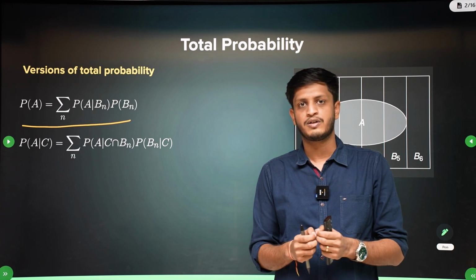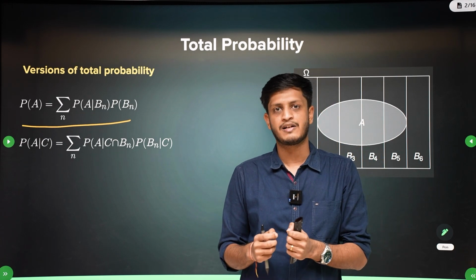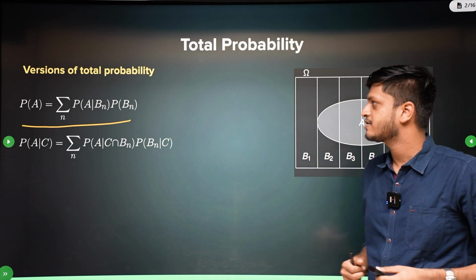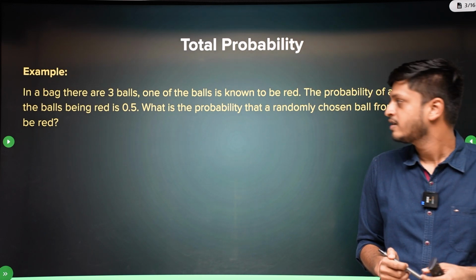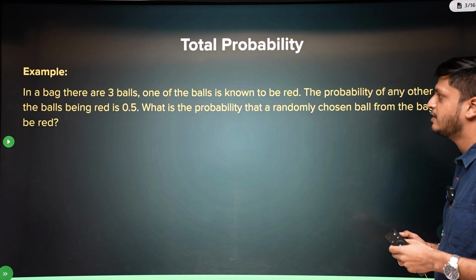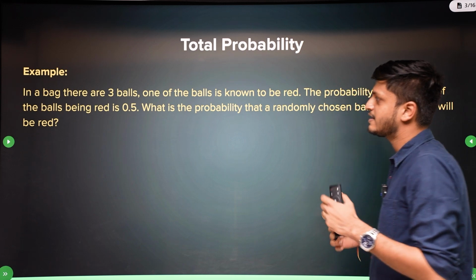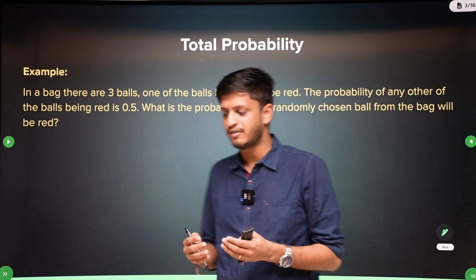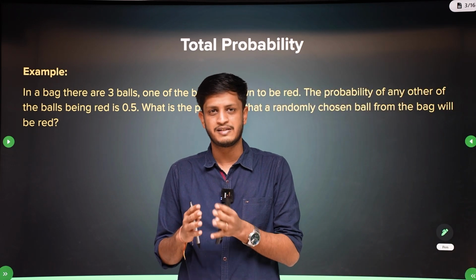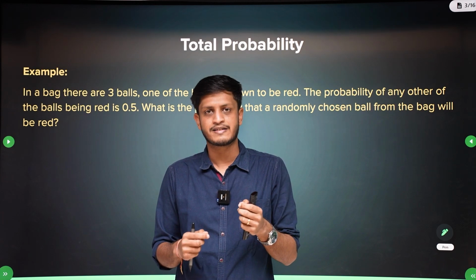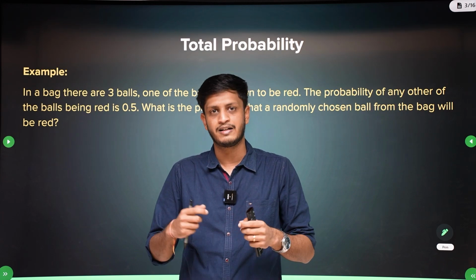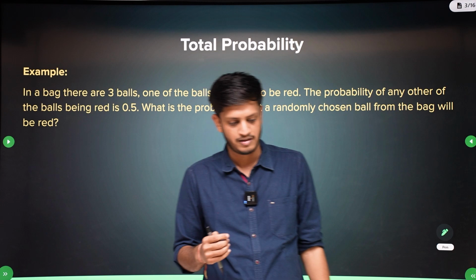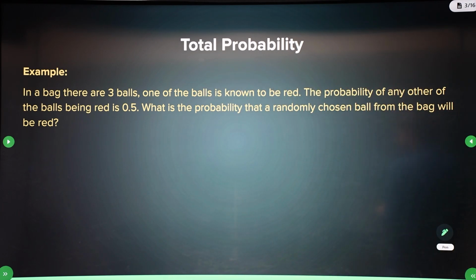This is the law, and we will solve a few more questions. It is very important coming to the GATE exam. A lot of questions have been asked from total probability. So let's solve a few more questions. In a bag, there are 3 balls. So it is a slightly trickier question. Now we have already solved easier problems in the last lecture. In this lecture, we will solve a few advanced problems and GATE previous year questions. So just try to solve this question.